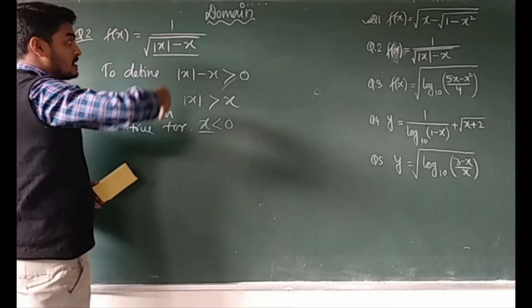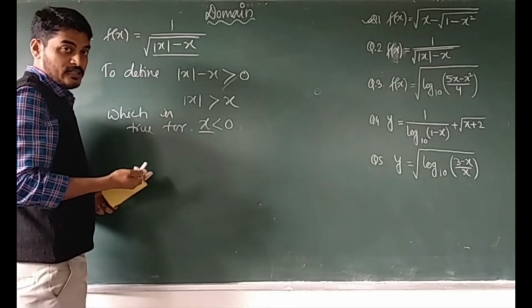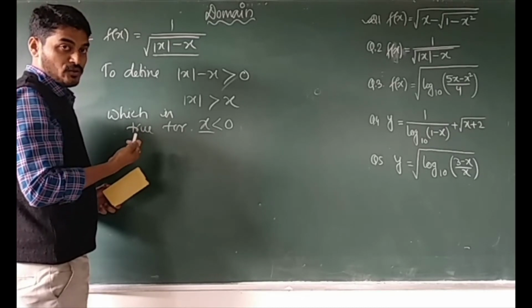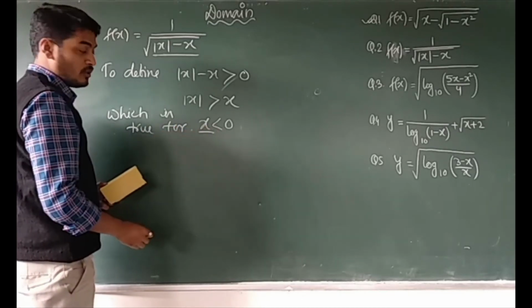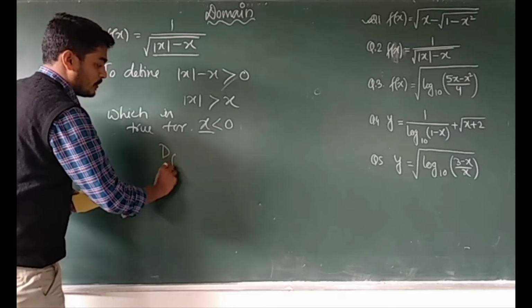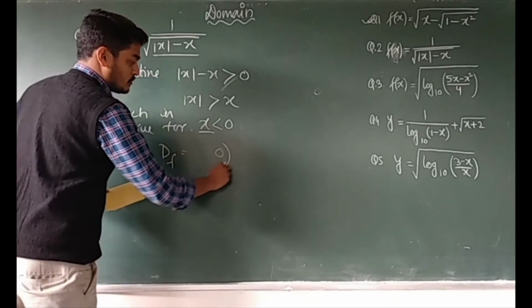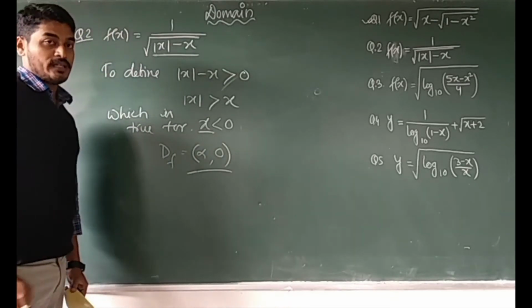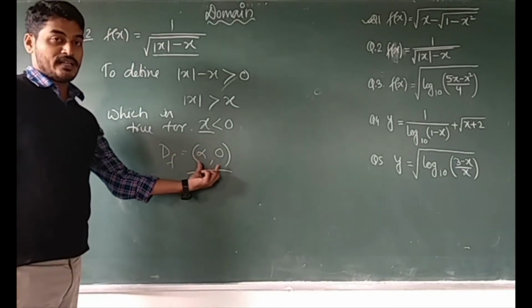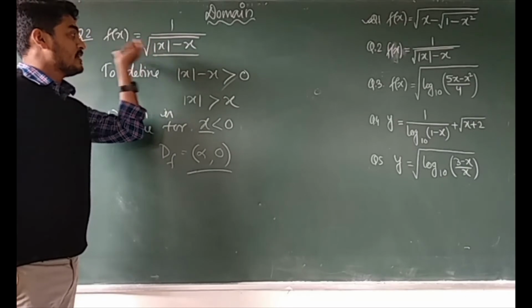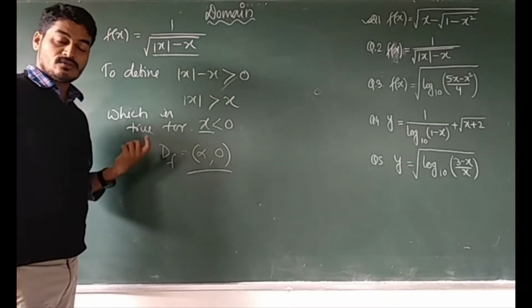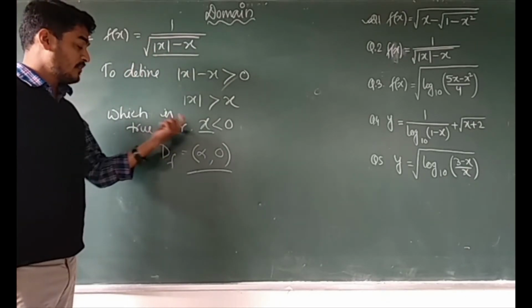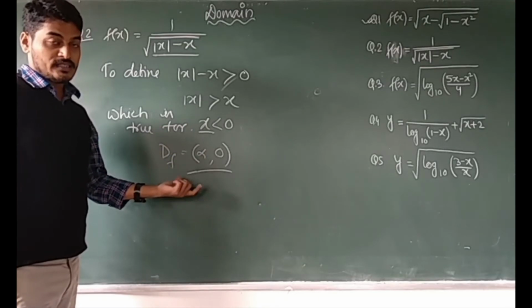There is no other condition which we have to consider to find the domain. There is only one condition we have got. That's why the domain of f is 0 to infinity. That means if we consider any negative real number in place of x, then the function will be defined. But in place of x, if we consider any positive quantity, then it will not be defined.